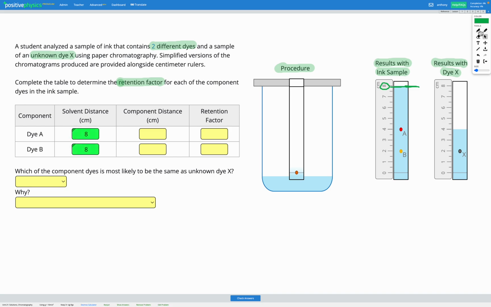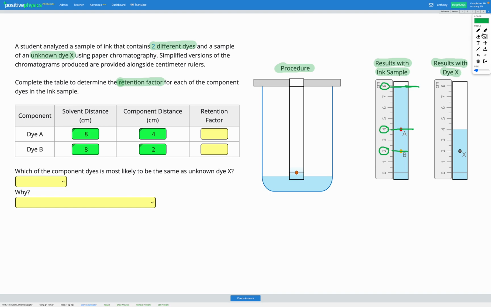The component distance, that's how far that ink dot moved. So A is here, that's at 4 centimeters. B is here, that's at 2 centimeters. So our component distance for A was 4 centimeters, and our component distance for B was 2 centimeters.